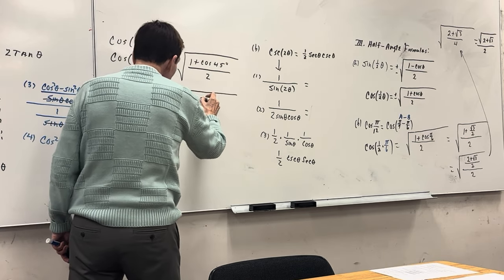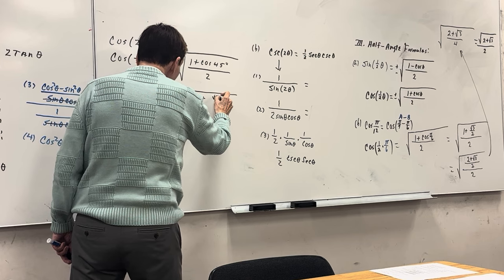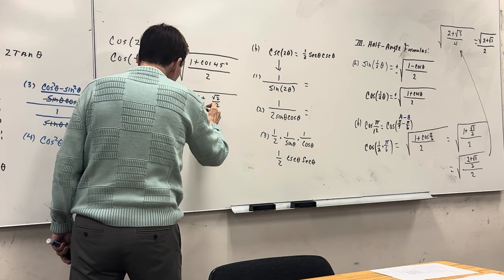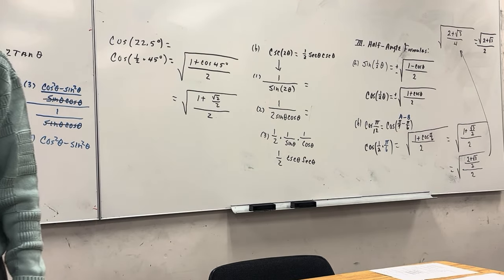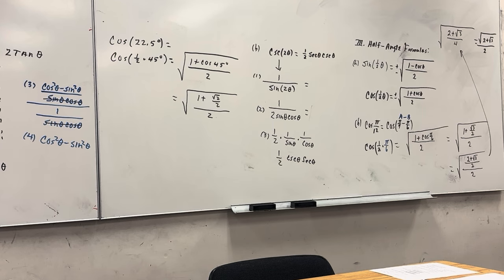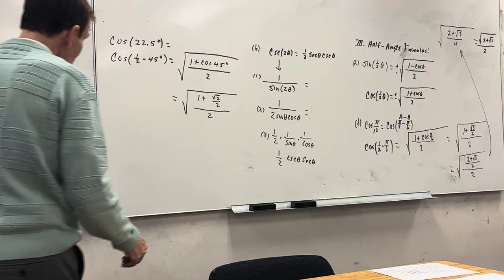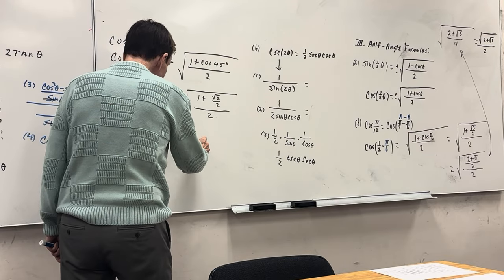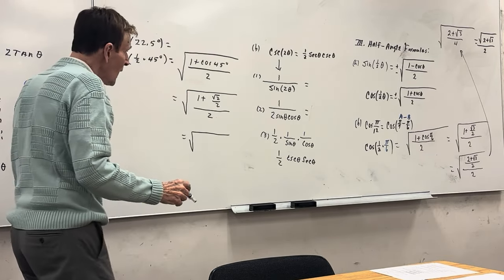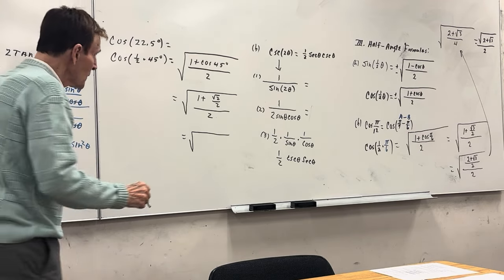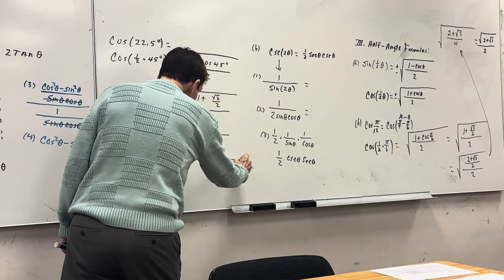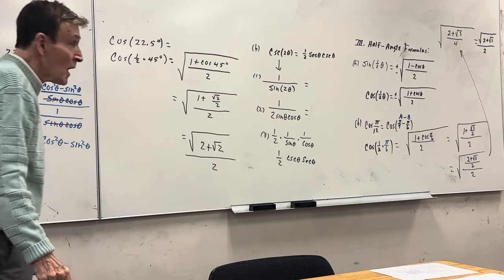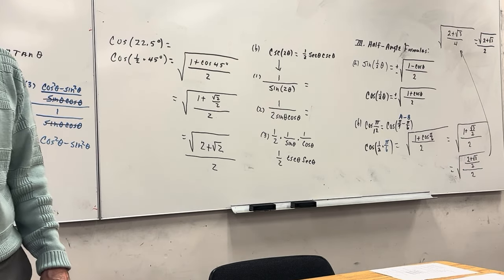Square root of, you all know what cosine 45 is. Radical 2 over 2, all over 2. Now, can someone in this accelerated class, without me going through every little step, tell me what this finally comes out to be when cleaned up? Root 2... 2 plus root 2 over 2. Are you saying it like that? Yeah.